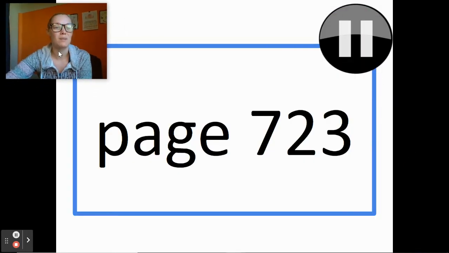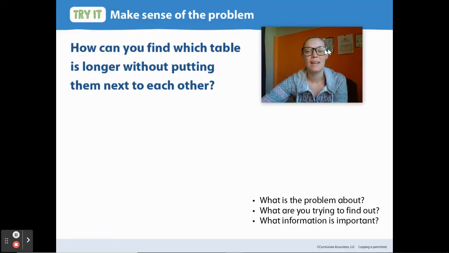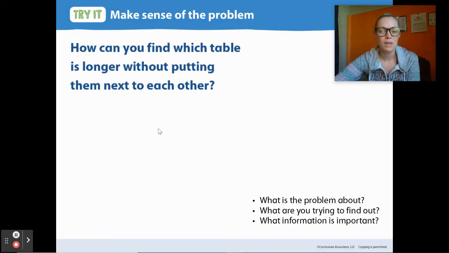We will be on page 723 today. So go ahead and turn there now if you're not there yet. We'll start there. And here is your try it problem. First time through, think about what the problem's about. How can you find which table is longer without putting them next to each other? So you should have two tables on your try it, and you can see those pictures. How would you find which one's longer without putting them next to each other?